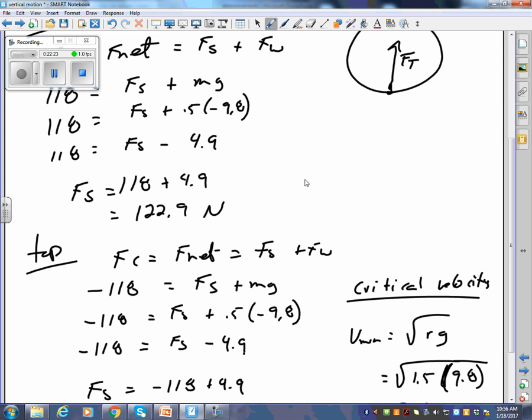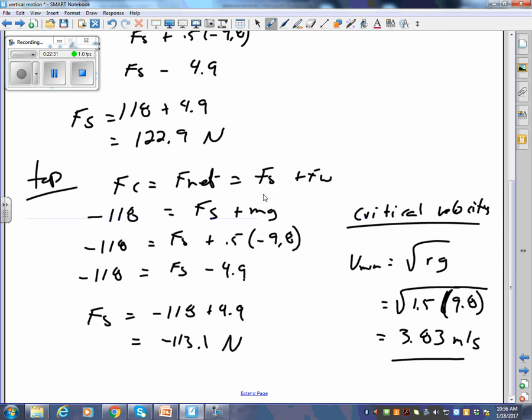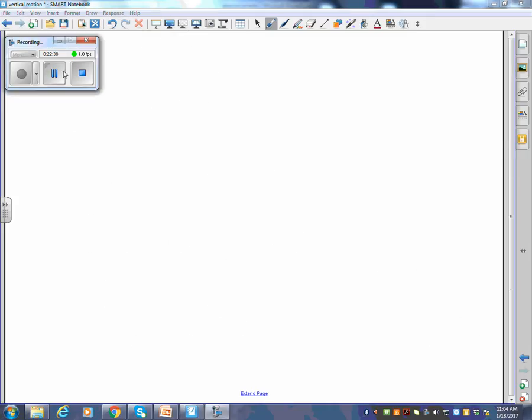Now, how fast were we going here? Oh, 12, so 18.8. So we were going way faster than we needed to. I hope this makes sense. In my notes, I've just called it T, tension.